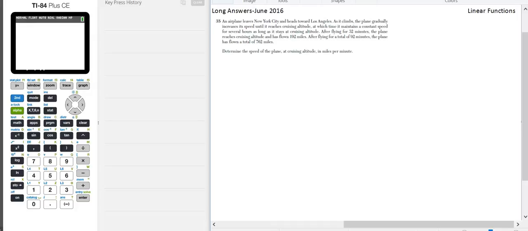This is an Algebra 1 Regents question from the June 2016 Regents on the topic of linear functions, on the subtopic of slope. We're only going to do part 1 of this question, number 35, because parts 2 and 3 are related to a different topic.